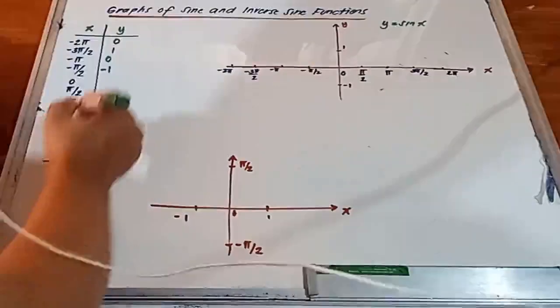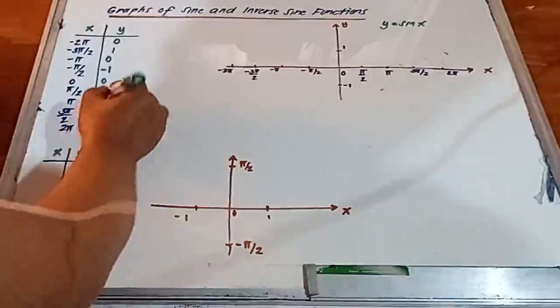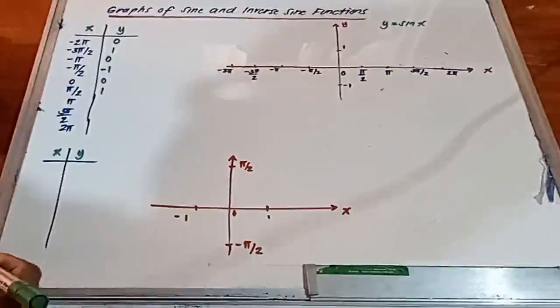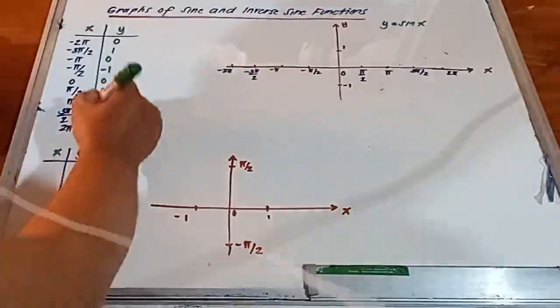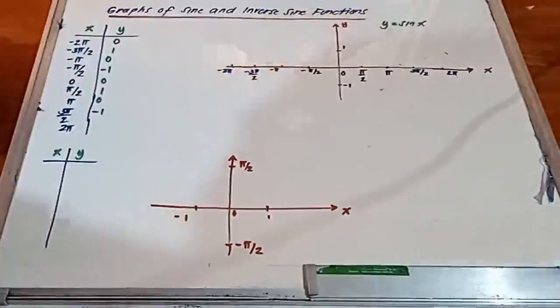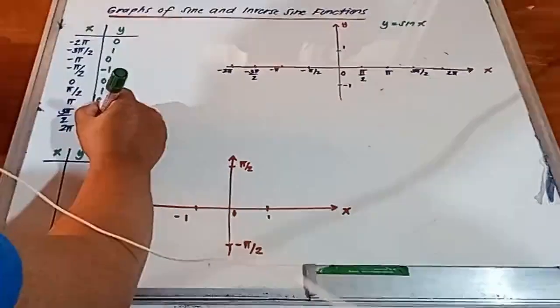Sine 0 is 0. Sine pi over 2 is 1. Sine pi is 0. Sine 3 pi over 2 is negative 1. And sine 2 pi is 0.